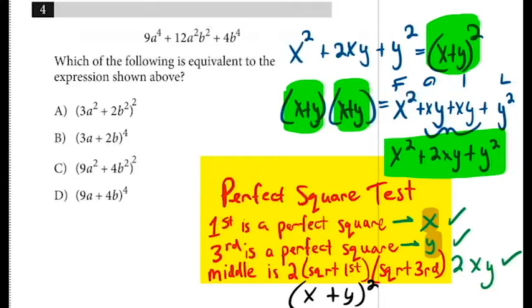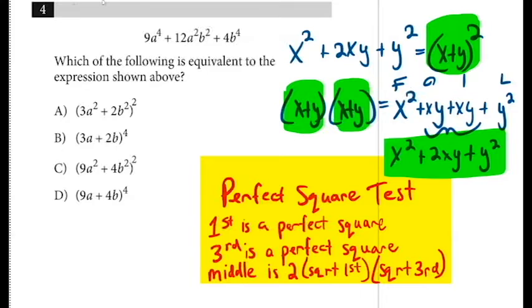Now let's apply it to question number 4 specifically. Let's notice that there's some similarity between this trinomial and this trinomial. They've both got numbers that look like perfect squares in the first and third positions, and something a little bigger in the middle, because the 2 times x times y is probably going to give you something a little on the bigger side. But let's run the test specifically.